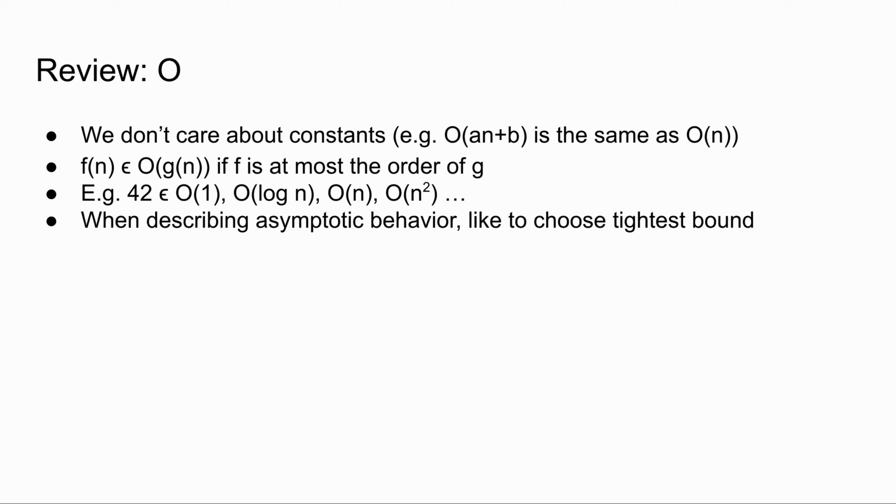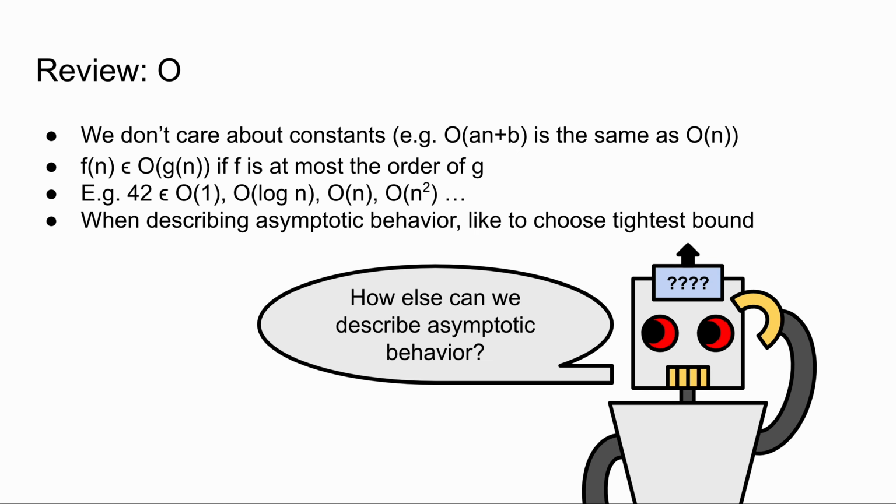Also remember that when describing asymptotic behavior, we like to choose the tightest bound. So for the example that we just gave, even though 42 is technically big O of n, it is more descriptive to say that it is big O of 1. You might be wondering, how else can we describe asymptotic behavior? That's a great question, and it's what we will discuss for the remainder of this video.